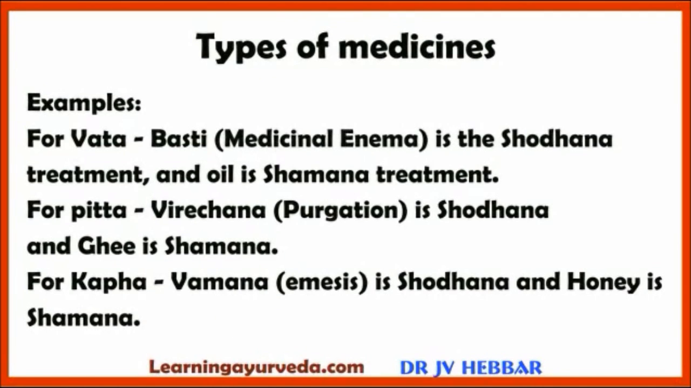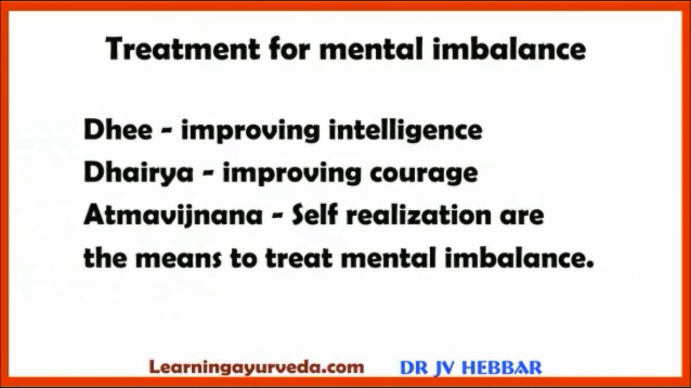Example: for Vata, enema is the Shodhana treatment and oil is the Shamana treatment. For Pitta, Virechana, purgation, is the Shodhana and ghee is the Shamana treatment. For Kapha, Vamana or emesis is the Shodhana treatment and honey is the Shamana treatment. Next, treatment of mental imbalance. Dhi, improving intelligence. Dhairya, improving courage. And Atma Vijnana, self-realization. These are the means to treat mental imbalance and mental diseases.